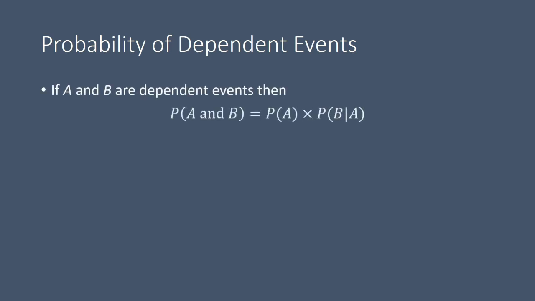So how do you compute the probability of dependent events? If A and B are dependent events, then the probability that A and B will happen is equal to the probability of A times the probability of B given that A happened. So this is not just simple multiplication. When they are independent, it's just P of A times P of B. But not so with dependent events. It's P of A times P of B given that A already happened.